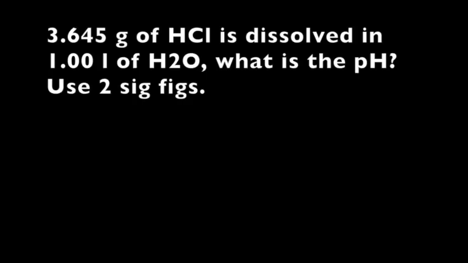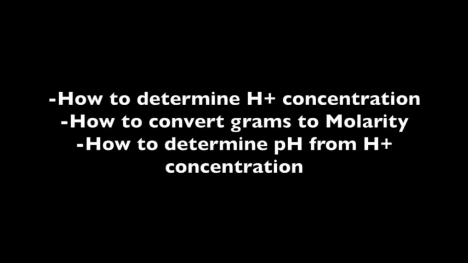3.645 grams of HCl is dissolved in 1 liter of H2O. What is the pH? Use 2 sig figs. What do you need to know to do this problem? Well, you need to know how to determine H plus concentration, how to convert grams to molarity, and how to determine pH from H plus concentration.